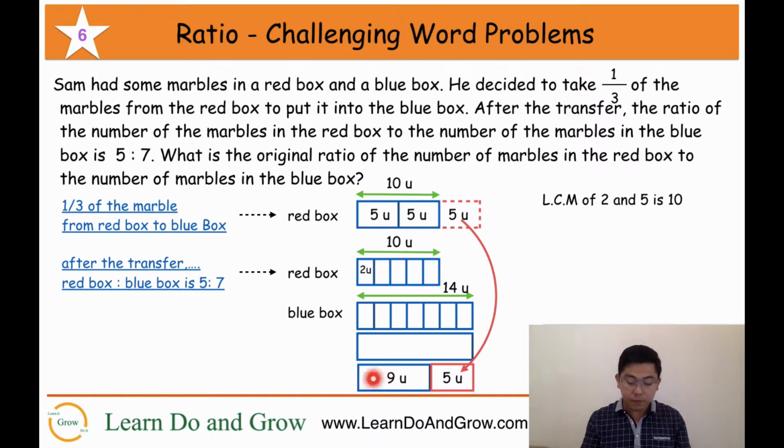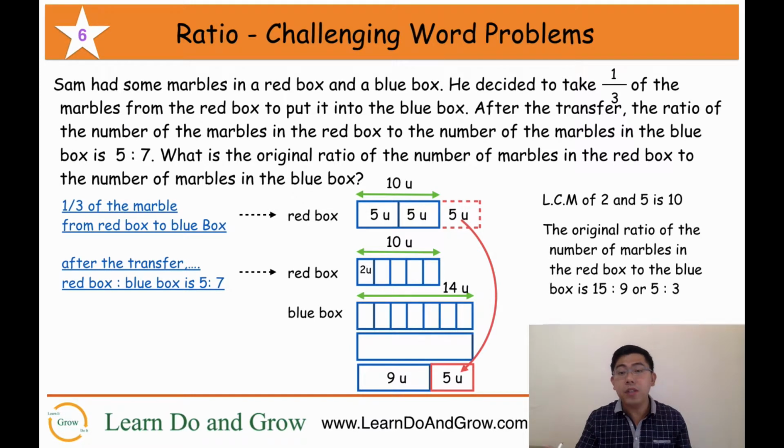Now you notice, over here, it is just the original number of units that belong to the blue box. And what about the red box, the original one? It can be found here too, right? Now 5, 5, 5. So altogether is 15. So the original ratio of the numbers of marbles in the red box to the blue box is 15 to 9, and we can simplify it into 5 to 3.